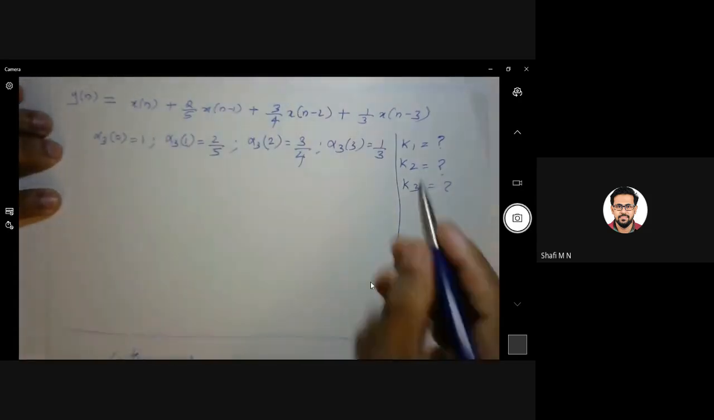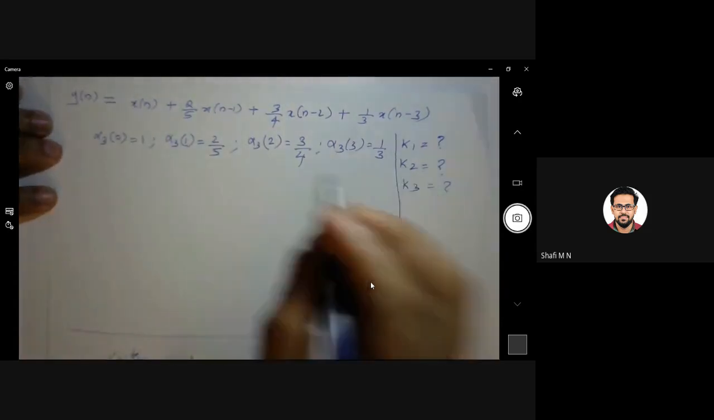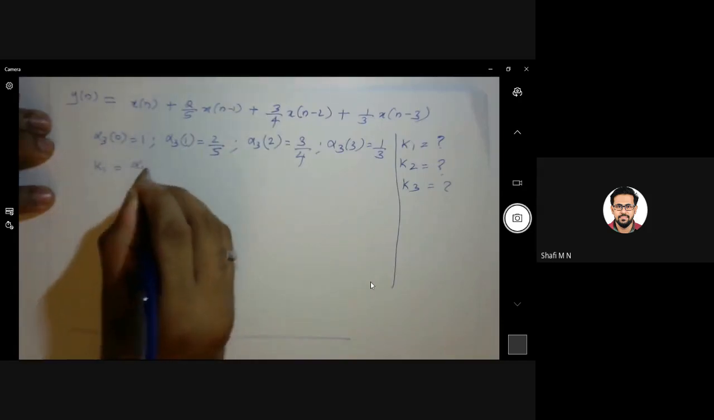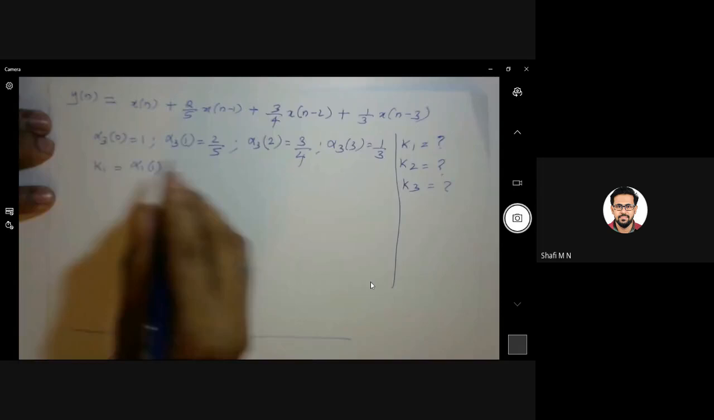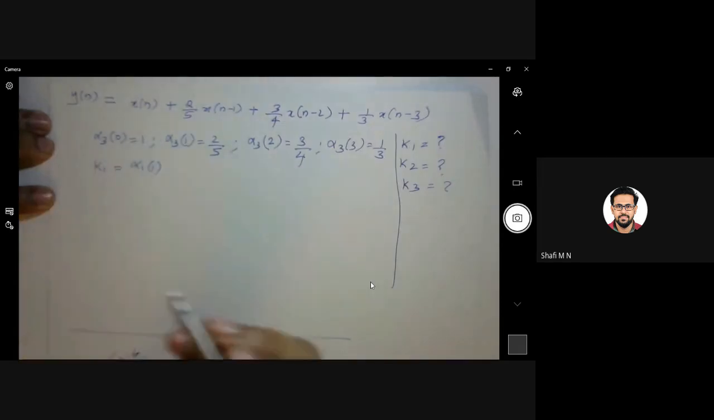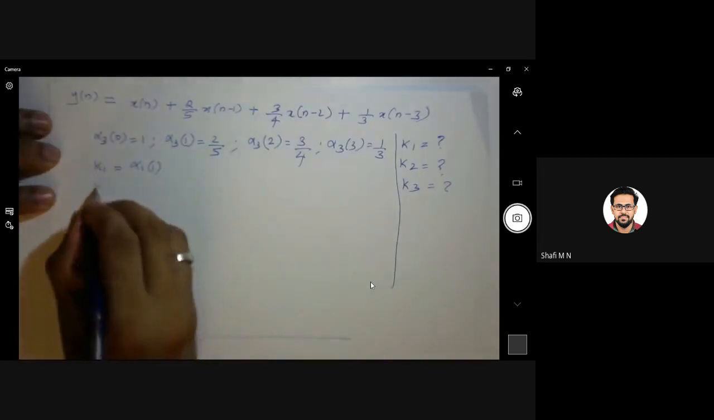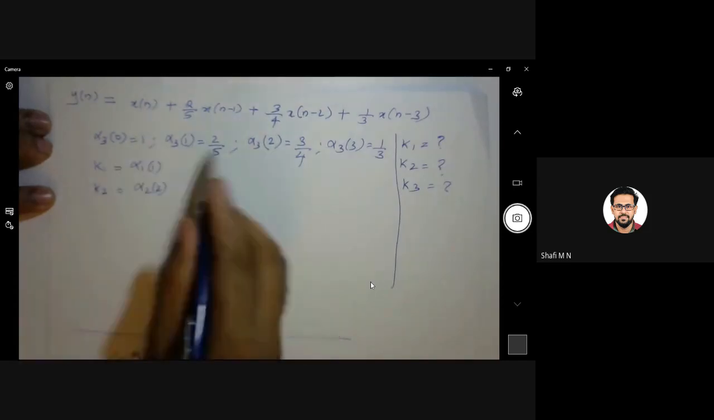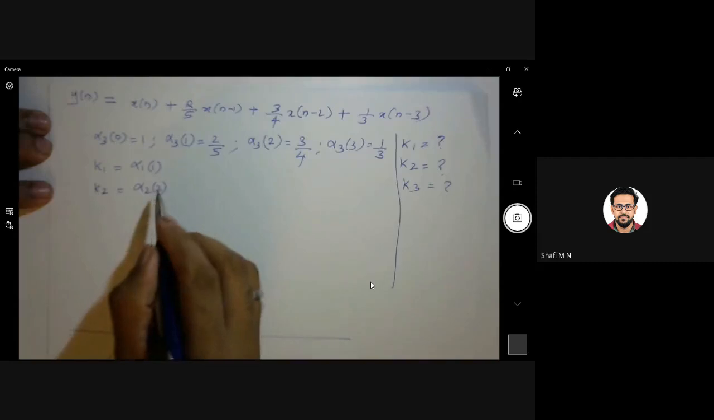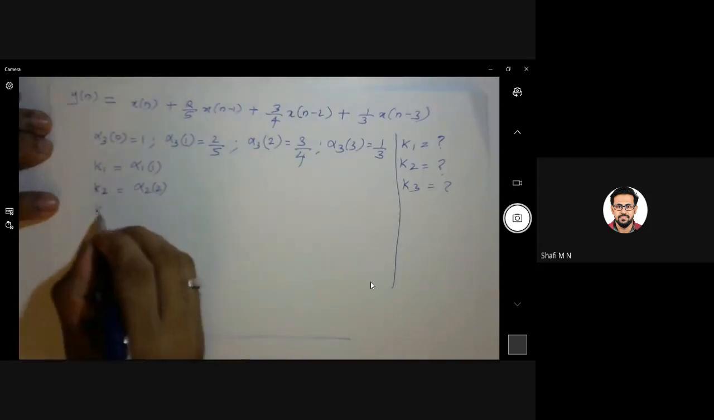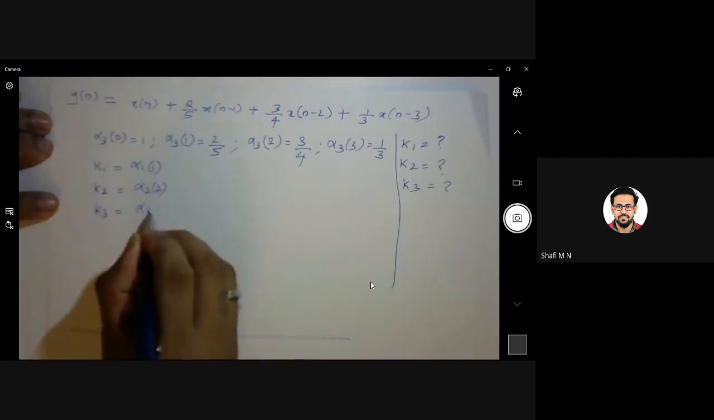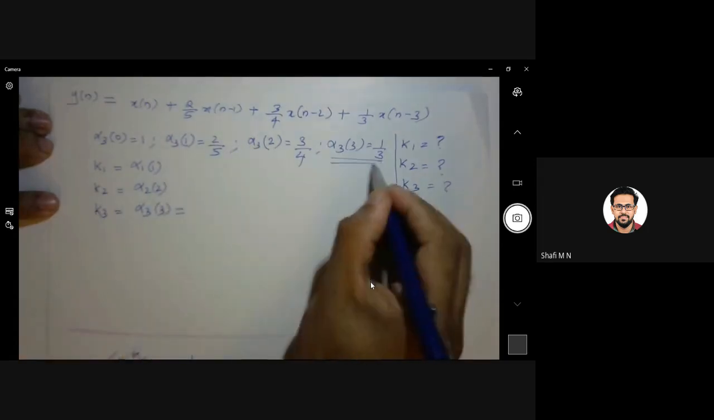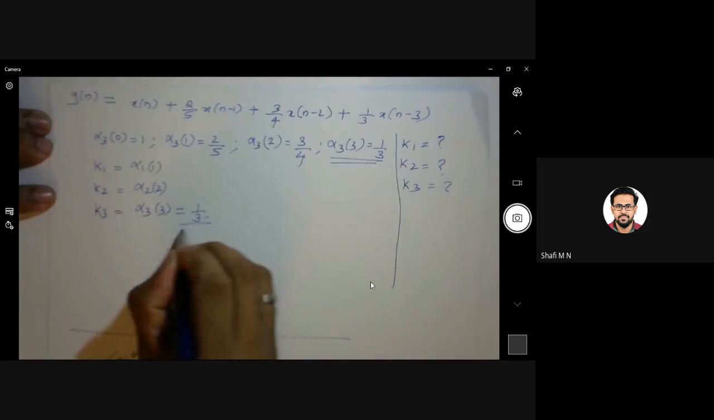So from this, I want the values of, say, K1. K1 is alpha 1 of 1. It's not available with me; I have to find it. Then K2 is alpha 2 of 2. Is 2 of 2 available? It's not available, so I have to go for the equation of 2 of 2. Let's do that. Then K3, alpha 3 of 3, is directly available, that is 1 by 3.